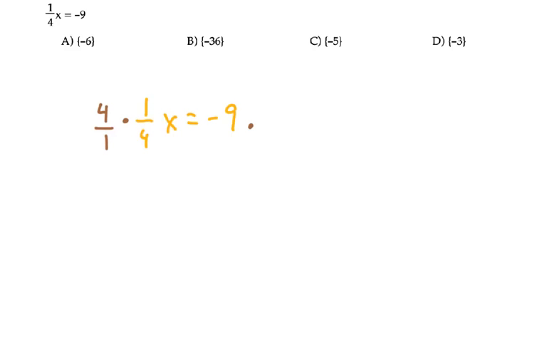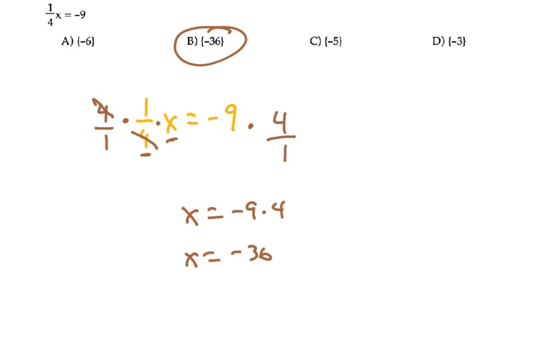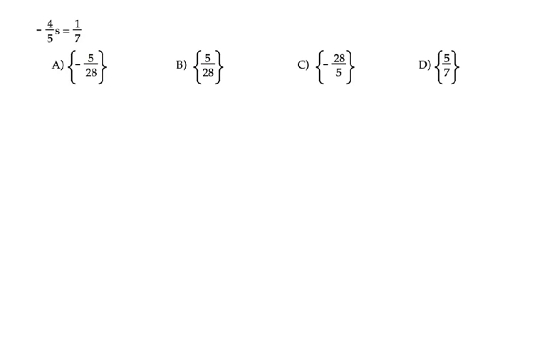So I like to think, whenever you have a number next to a letter, or when you have a coefficient in front of a variable, you want to multiply the coefficient, which is just the number in front, by the reciprocal. This will cancel these out or divide them out, and I'm left with x equals negative 9 times 4, which means x is equal to negative 36. There's my answer. Let's look at the next one.